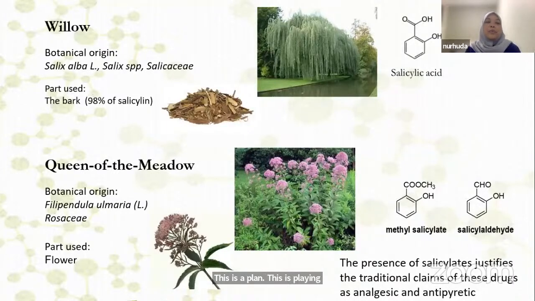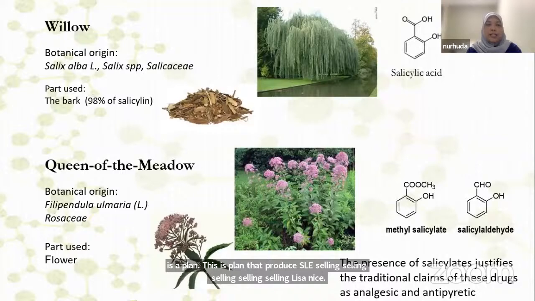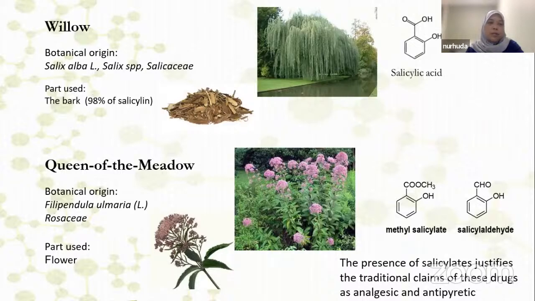This is a plant that produces salicylene. Salicylene is the chemical that forms salicylic acid, the one that you get in your aspirin. And the name comes from the name of this willow. The name of salicylene is Salix alba. But actually, the main source of salicylene is not willow. Now it is in the Queen of the Meadow, the plant.